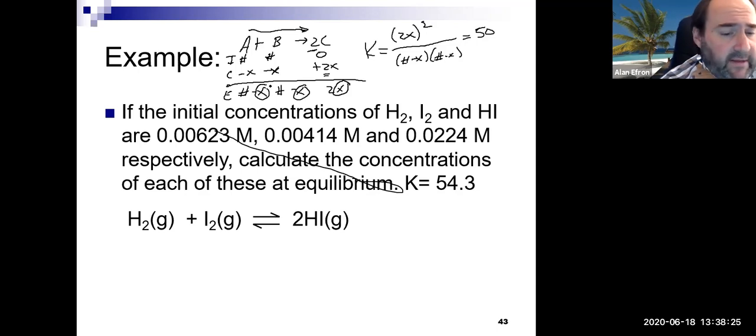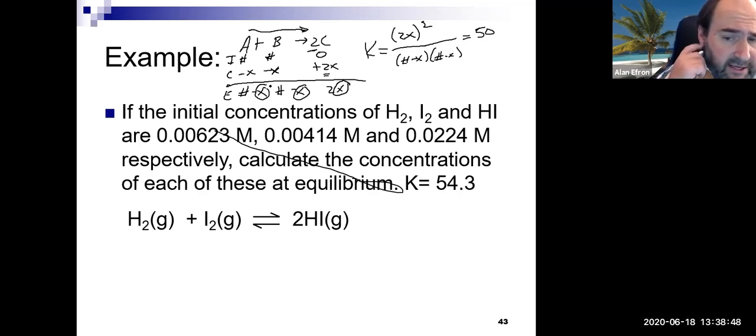We also saw that if you calculate Q and it equals K, that means that the system is at equilibrium at that point. Again, if you calculate Q and it's less than K, that means not at equilibrium, needs to make more products. And if you calculate Q and it's greater than K, then it's not at equilibrium and you need to make more reactants.